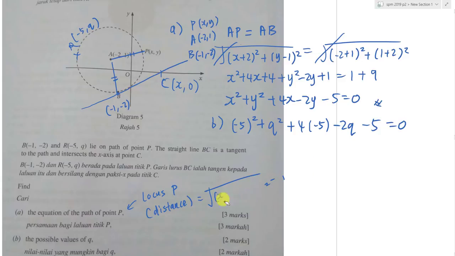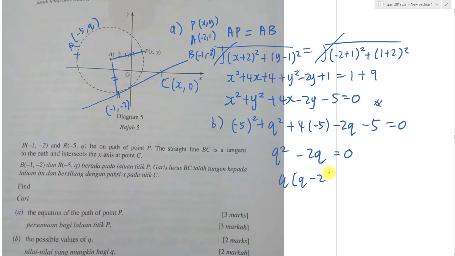If you see carefully, you should know this is a quadratic equation, and you need to solve it. So q squared minus 2q. We have about 25 minus 20, we get 5. 5 minus 5 is 0. Nice. So I factorize the q, and I should be able to get two values of q. Q equals 0 and q equals 2. They asked me to find a possible value of q, so these are the possible values of q.